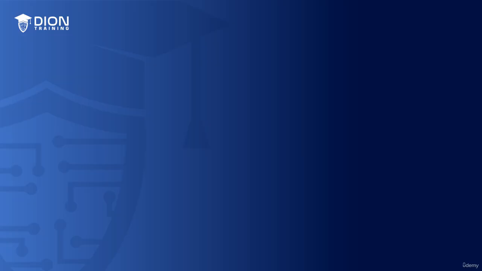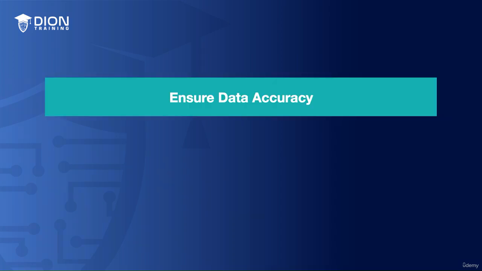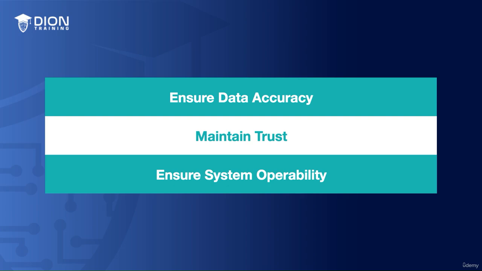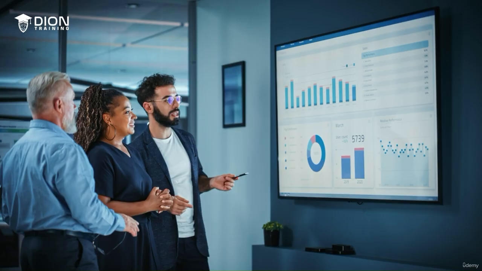So why is integrity so critical? Well, integrity is important for three main reasons. We want to ensure data accuracy, we want to maintain trust, and we want to ensure system operability. First, we want to ensure data accuracy is occurring. Ensuring data accuracy is probably one of the most important reasons for worrying about the integrity of your organization's data.